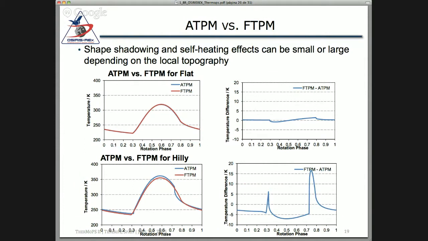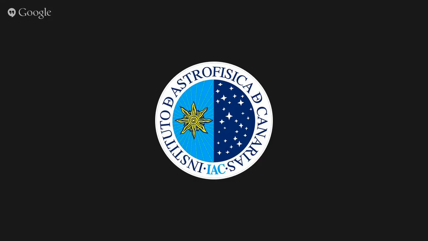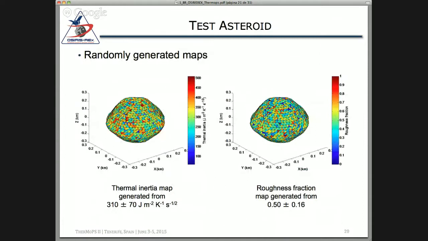So to test the methodology, we need some test data, but OSIRIS-REx hasn't got there yet, so we need to create a fake data set. We created a fake asteroid with a randomly distributed thermal inertia chosen from the measured distribution that Josh got from Spitzer, and added a randomly distributed roughness map. From that, we created some example test data at the seven different observing stations.